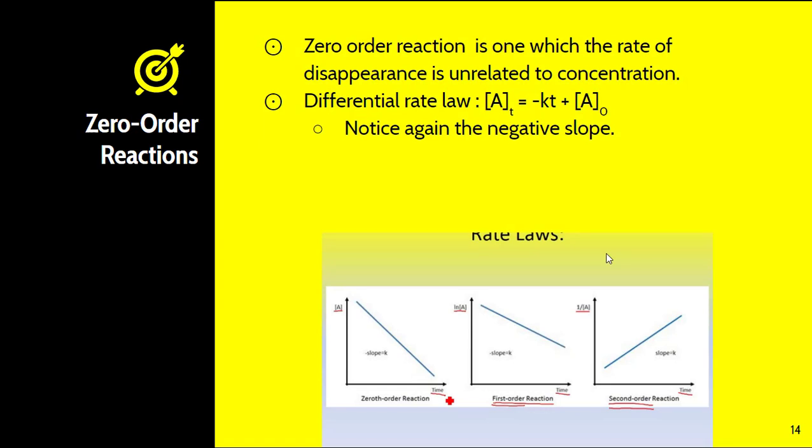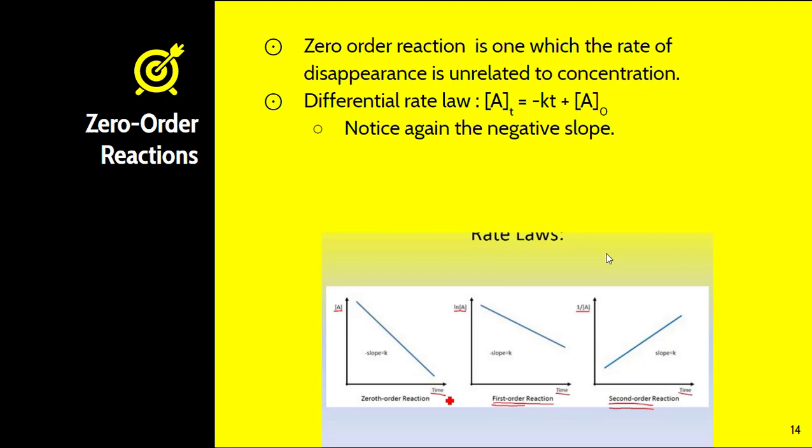And then lastly, a zero order reaction is one where the rate of disappearance is unrelated to concentration. We don't see this very often, but in this case there is no natural log, there is no 1 over the concentration, but notice the negative slope as well. So you do need to keep in mind the difference between zero order, first order, second order, especially when you look at it in a graph.